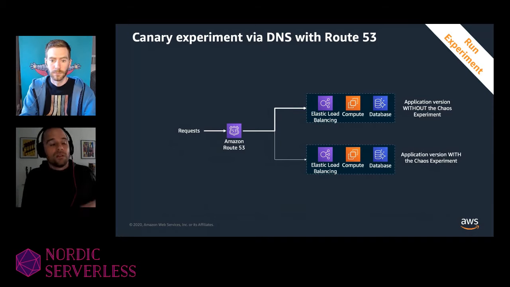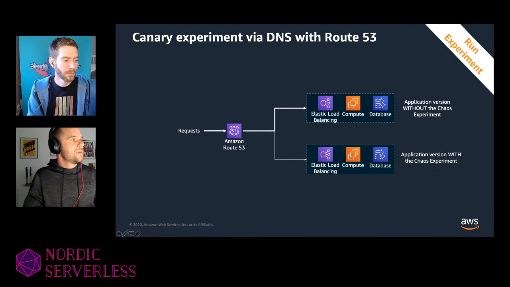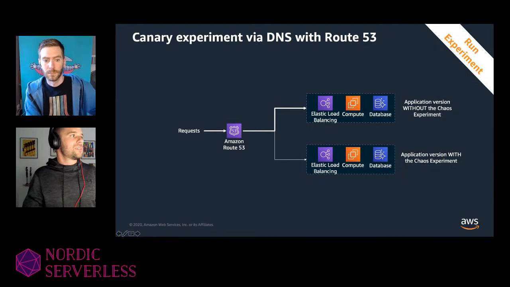So you can use DNS, right? You can use DNS routing. So with Route 53, there's something called weighted round robin, which I think I have it open here. Let me show. So this is a weighted round robin policy.